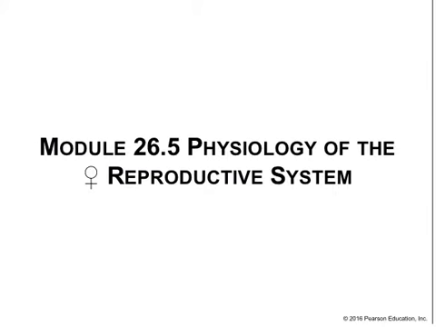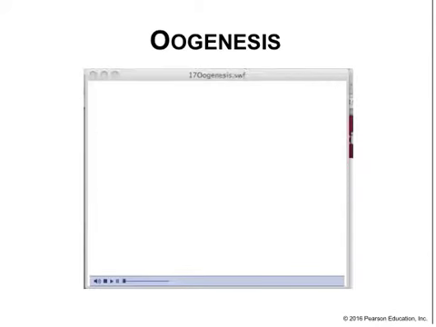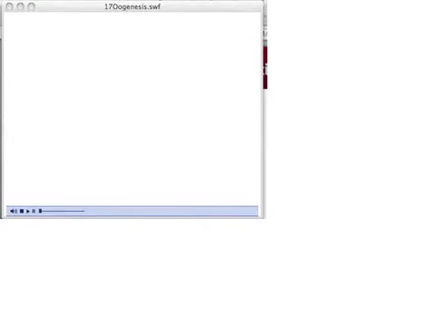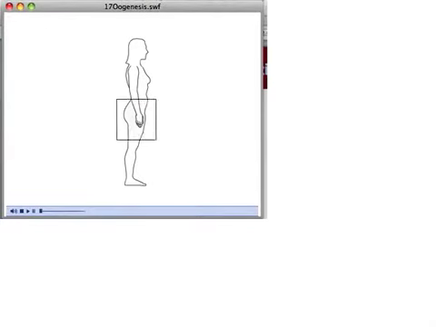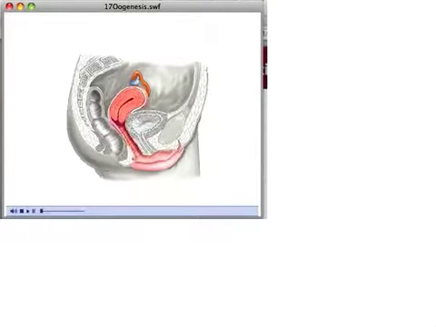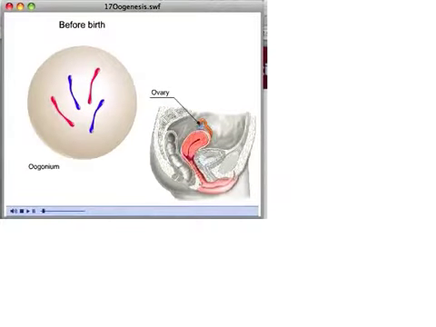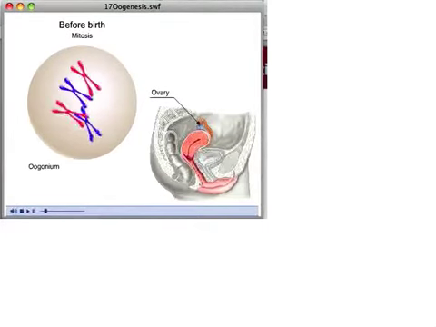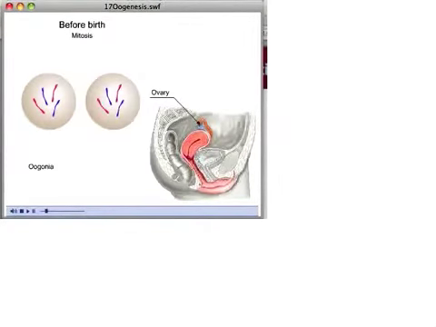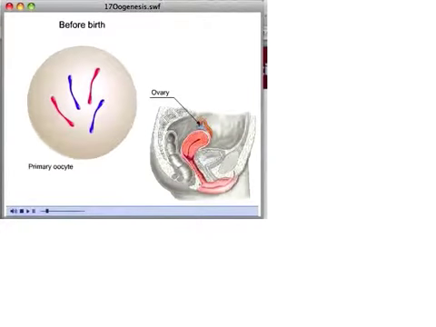Okay, our next topic is the physiology of the female reproductive system, and what we want to do is take a look at the process of oogenesis. In human females, oogenesis, or egg formation, takes place within the ovaries. Each ovary contains diploid cells called oogonia, derived from embryonic germ cells. Before a woman's birth, the oogonia divide by mitosis. The result is more oogonia, some of which develop into primary oocytes.